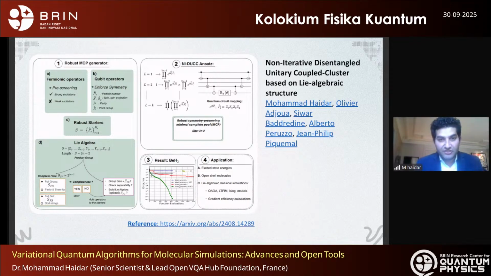As I mentioned, we need a smooth convergence. As you see here, once I use the strong excitations plus symmetry plus Lie algebra, I'm going to have at least the exact energy in a very smooth way with very few steps in the optimizer in beryllium hydride.